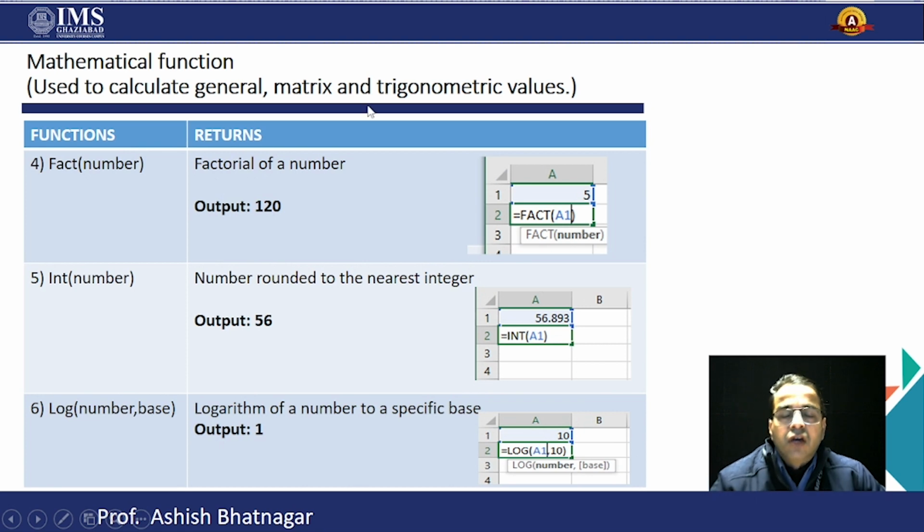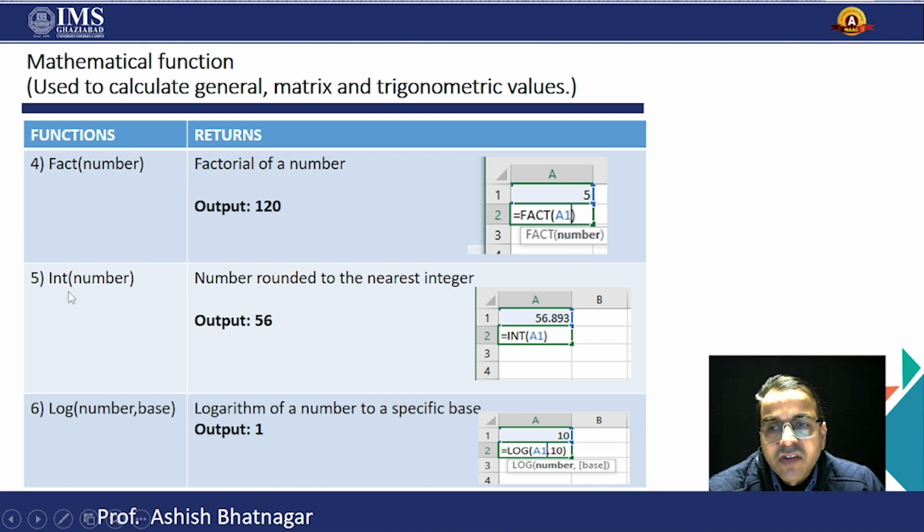Next is factorial. Factorial is very important and useful, and for this we have the function equal to FACT. Inside the FACT function, you apply only a single argument, which is number. Suppose A1 contains the value 5 and I want the factorial of 5. In this case I will apply equal to FACT of A1. A1 is 5, meaning 5 into 4 into 3 into 2 into 1. This is the concept of factorial mathematically. If you multiply all these values from 5 till 1, we get the output 120. That's the meaning of factorial mathematically.